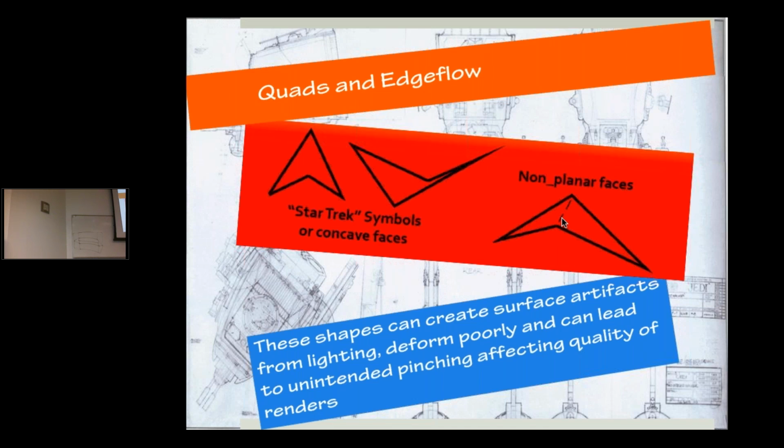Does that make sense? So nice even edge flow, nice even transition as shape change and lighting takes place. So we want to be very careful of that.